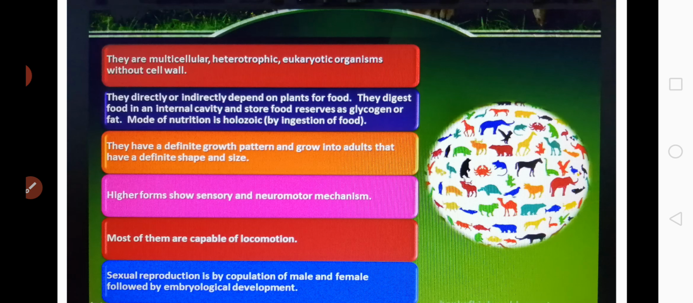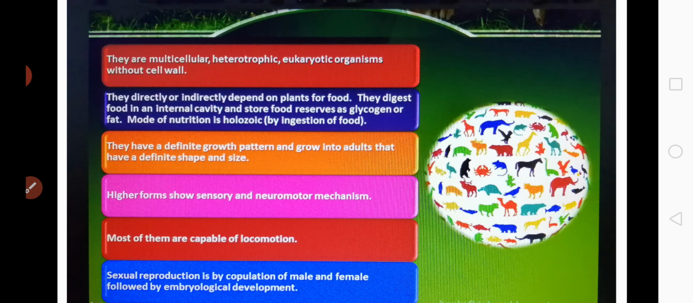What is the meaning of multicellular? Multicellular means the body is made up of many cells. So here the animals are multicellular in nature. They are heterotrophic. Why are they heterotrophic? Because they do not possess chlorophyll pigment, correct? So because of the absence of chlorophyll pigment, they are heterotrophic in nature. That means they cannot synthesize or produce their food. And they are eukaryotic, means they possess a well-defined nucleus.